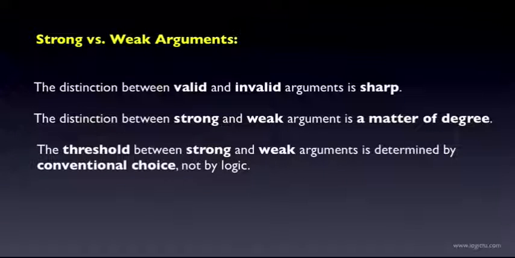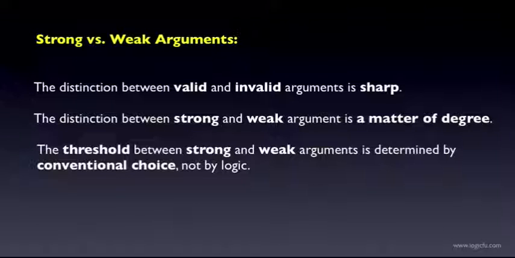But the threshold between weak and strong arguments isn't fixed or specified by logic. It is, in fact, a conventional choice that we make. We decide when the premises provide sufficient evidence or reason to justify accepting the conclusion. There are no formal principles of logic that make this decision for us. This is actually a big topic. It needs a lot more space to properly discuss, and it really belongs in a course on inductive and scientific reasoning.